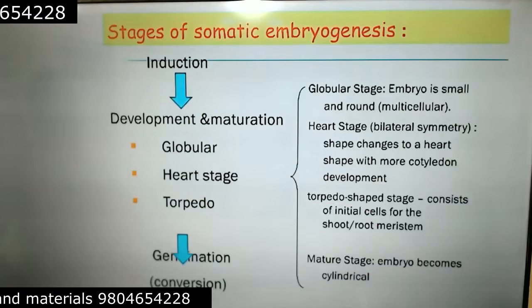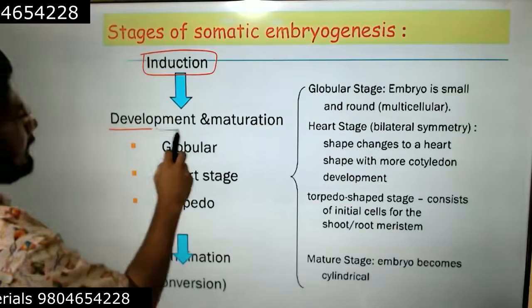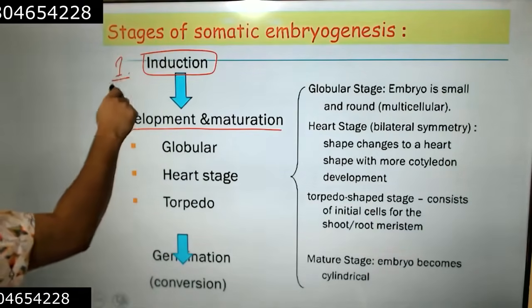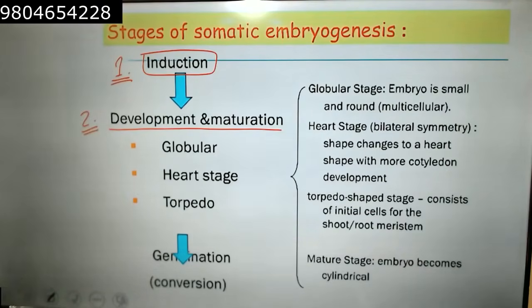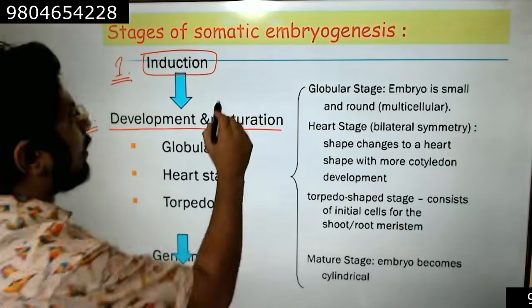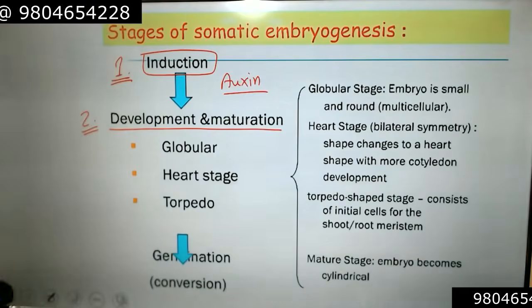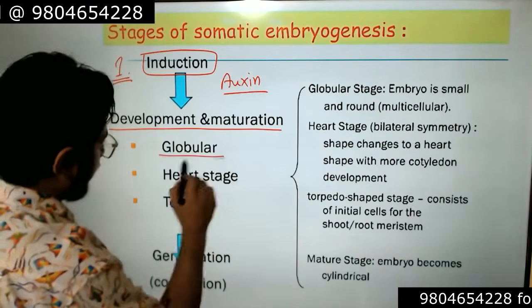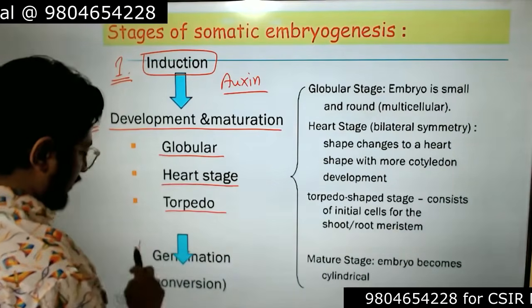Stages of somatic embryo. We have induction to begin with, then development and maturation. First, induction. This is step number 1. Second one is development and maturation. Induction is a time where generally it's induced with auxin. We'll see that in a moment. Then development and maturation has multiple stages: globular stage, heart stage, torpedo stage, and then germination.